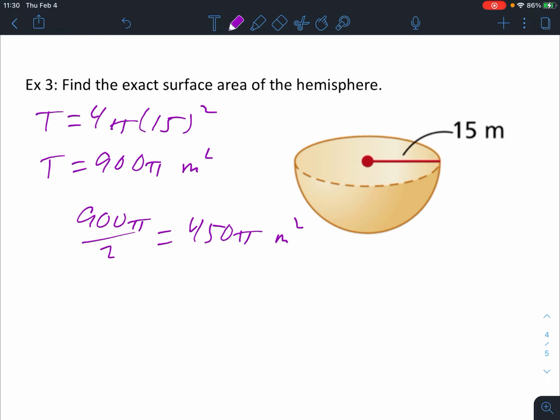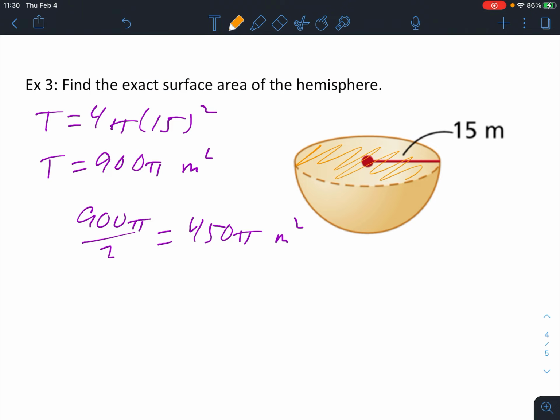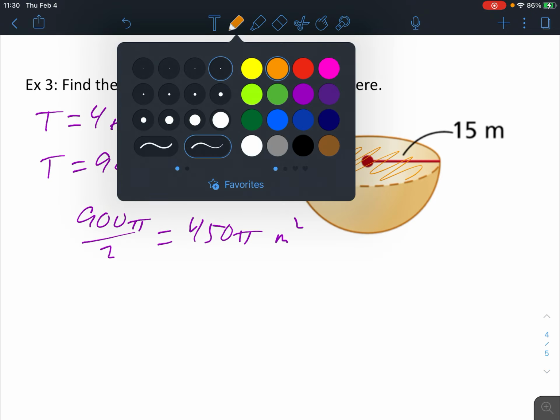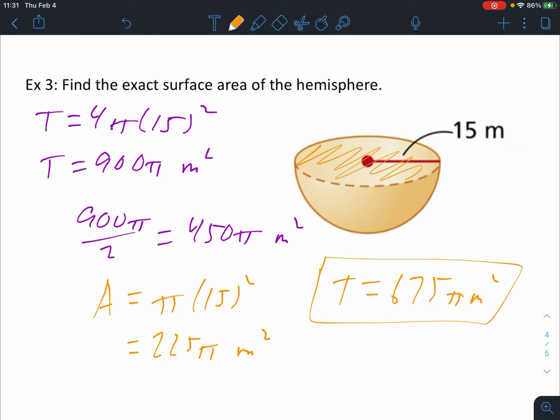All right, so if this is an open hemisphere with no top on it, our surface area would be 450 pi square meters. However, because this hemisphere happens to have a top on it here, we have to add in the area of that top. It's a circle, so it's just pi r squared, which is 225 pi. So adding the 450 plus the 225 together, our total would be 675 pi square meters.